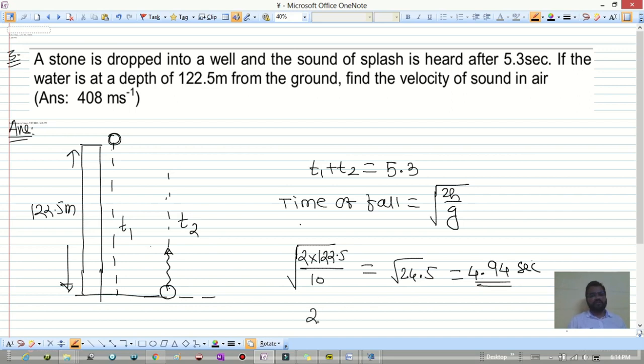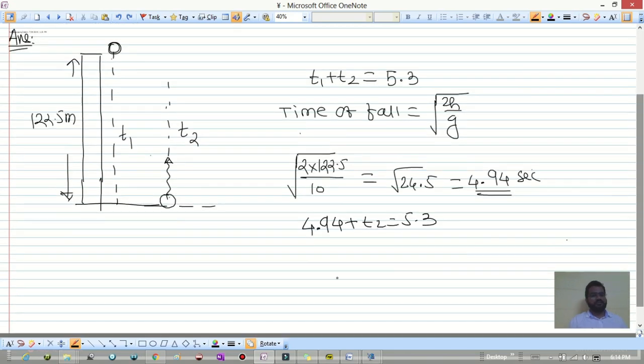So t1 is 4.94, plus t2 is equal to 5.3, and to find t2 it will be 5.3 minus 4.94. If you subtract this, you will get 0.35. This is the time for the sound to go towards the man.